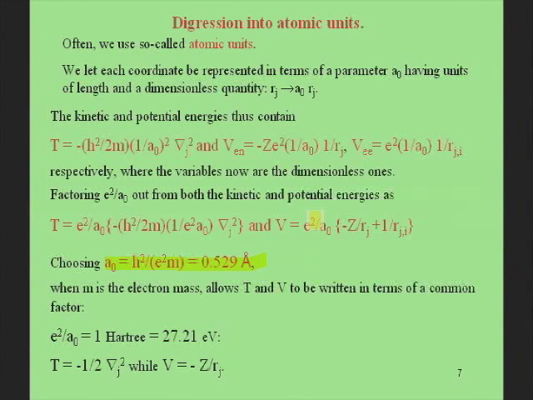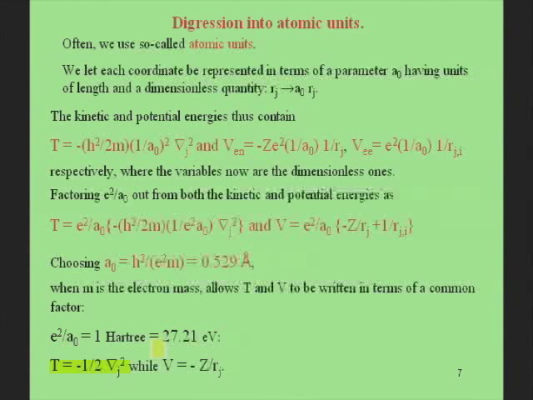So by making that choice, a0 is h bar squared over e squared m, which happens to be, if you plug in values for these quantities, 0.529 angstrom. It's called 1 Bohr. That's where the atomic unit of length called Bohr comes from. When you do that, then the kinetic energy operator just has minus a half del squared. All the h bars and m's and e's are gone. The potential energy has minus z over r and 1 over rij.